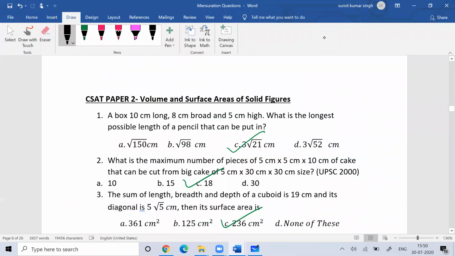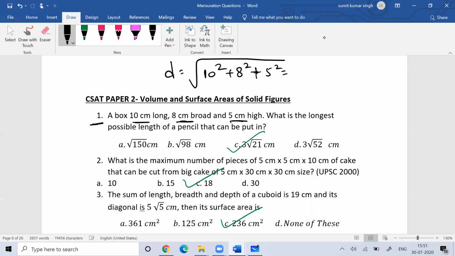So you can see question number 1. A box is 10 centimeter into 8 centimeter into 5 centimeter. What is the longest possible length of a pencil that can fit in it? So you need to find the diagonal. That is under root of 10 square plus 8 square plus 5 square, that is 100 plus 64 plus 25. So this is nothing but root of 189 that you have to find.